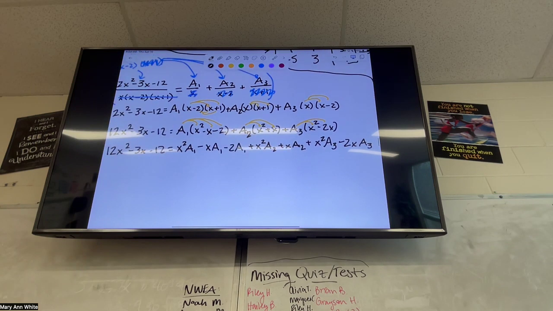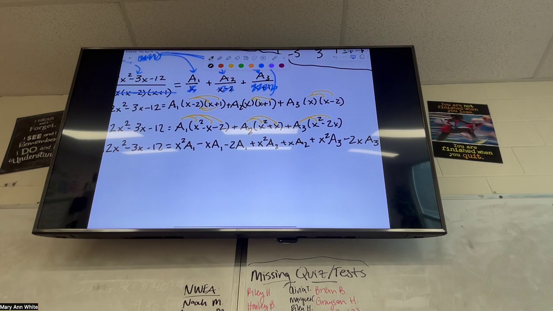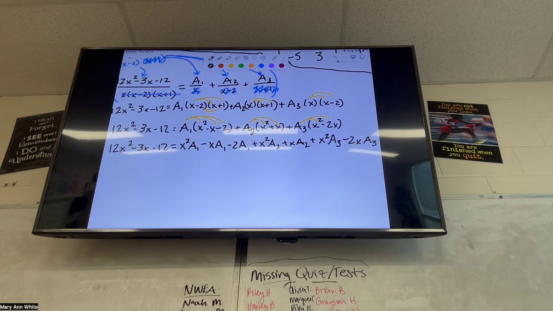I know there's a lot of subscripts and superscripts. We're just trying to keep everything straight. As straight as you can.